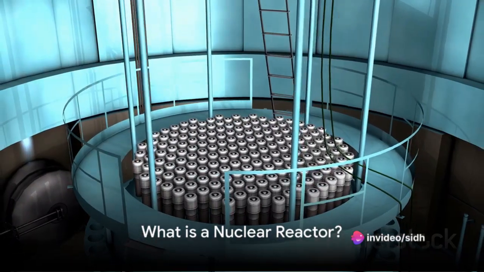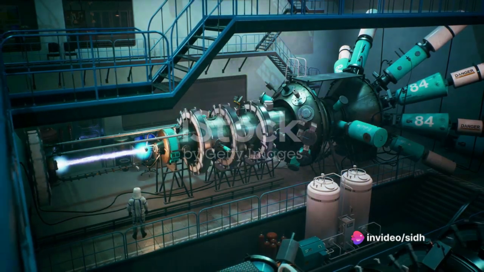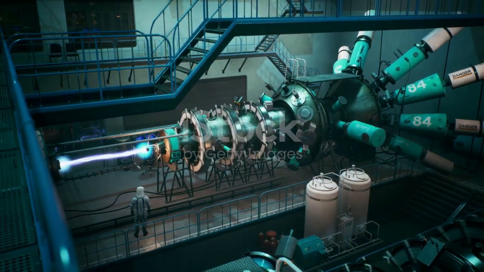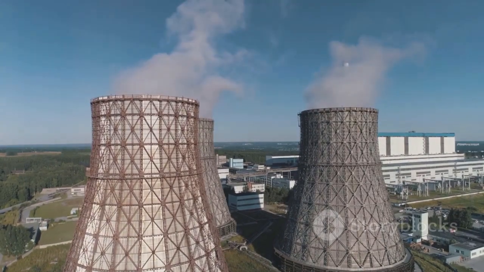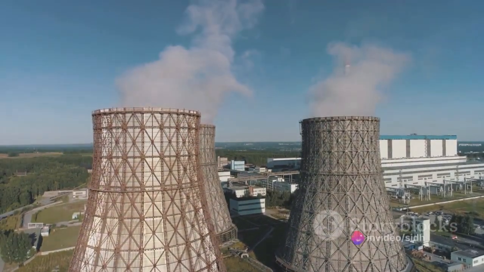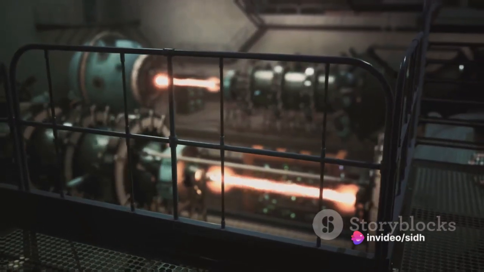First off, what exactly is a nuclear reactor? In the simplest terms, a nuclear reactor is a machine that uses nuclear reactions to generate heat. This heat then gets used to produce steam, which powers turbines to generate electricity. It's much like a conventional power plant, only the heat source is different.